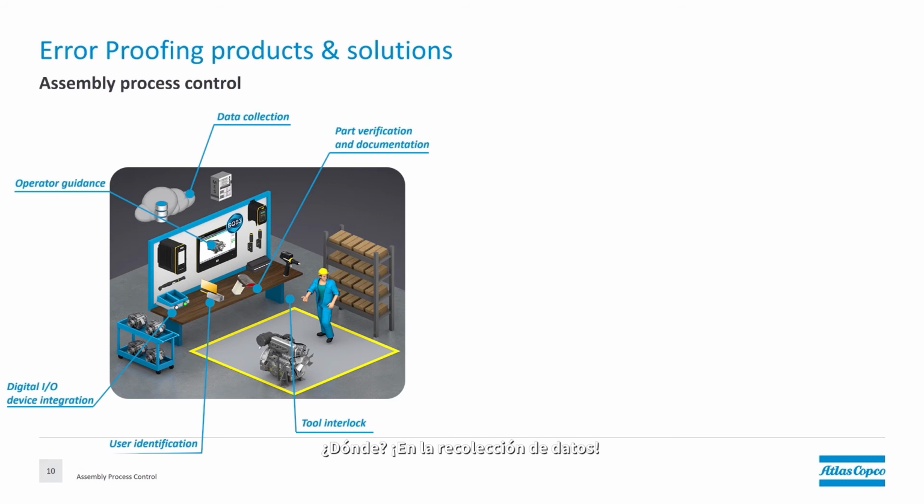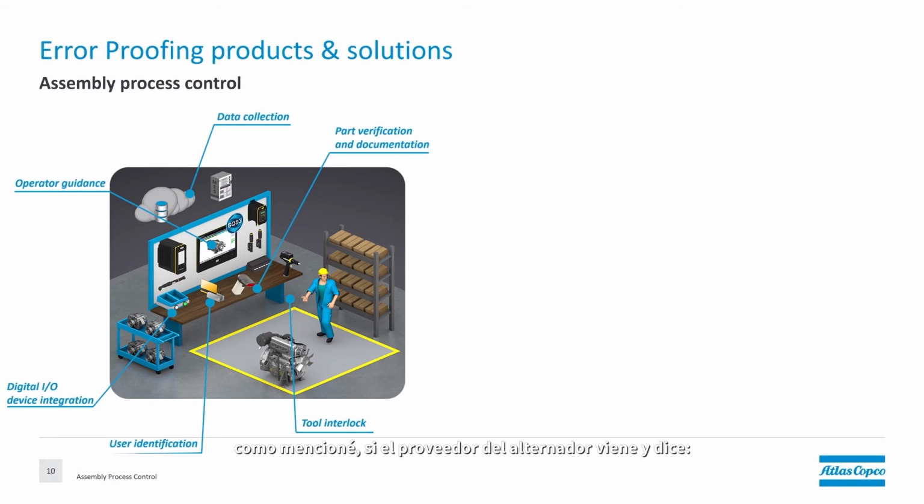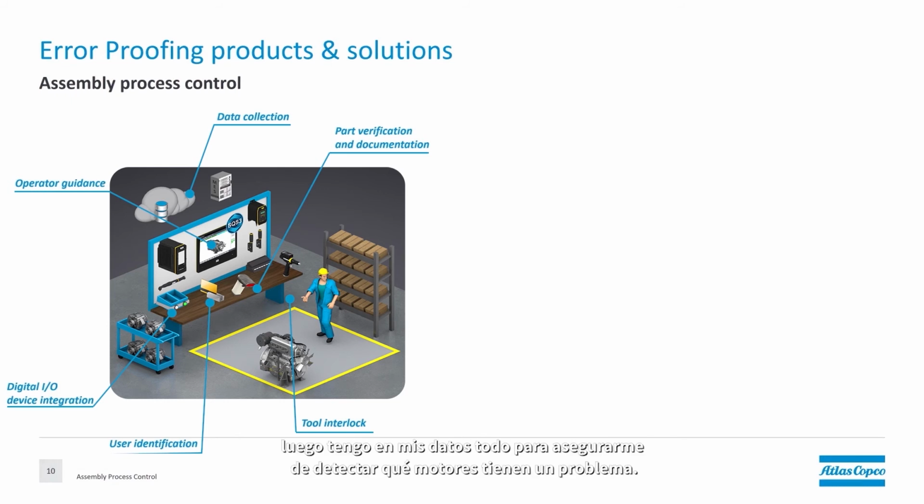Where? In the data collection. Of course, we want our system to collect all that data and be able to utilize it later on to improve the process, also to control that nothing is wrong afterwards. Like I said, if the supplier of the alternator comes and says, hey, this batch was wrong, then I have in my data everything to make sure that I detect which engines have that problem.